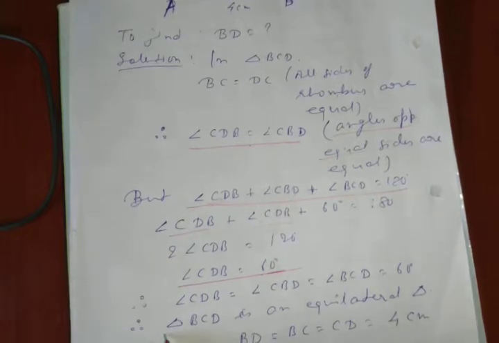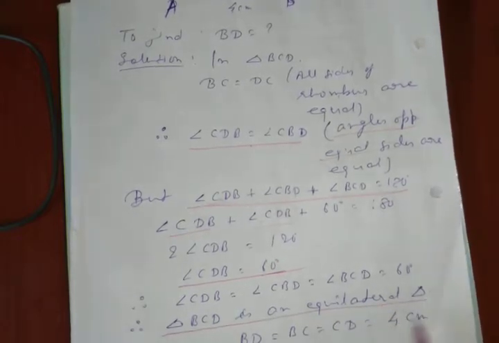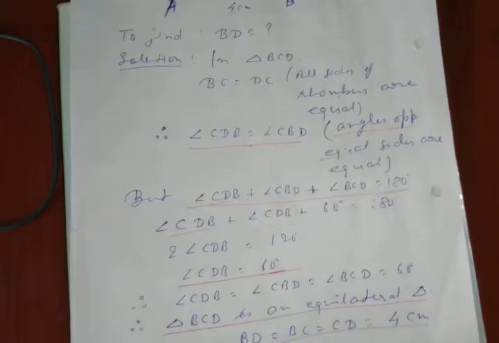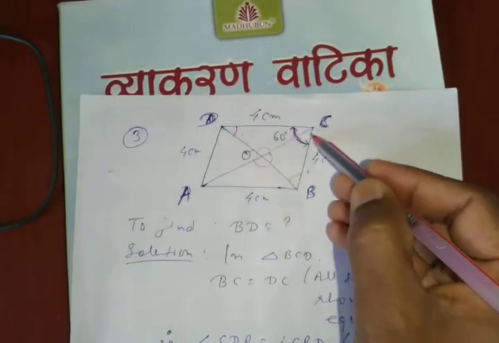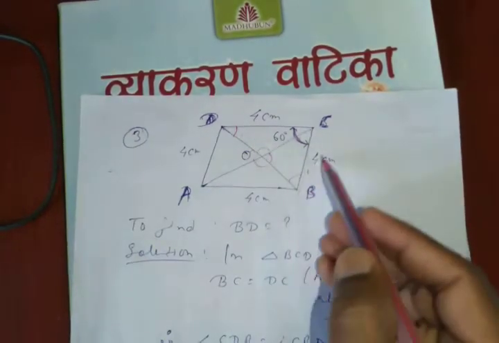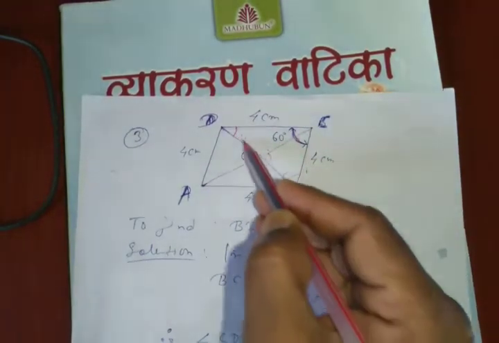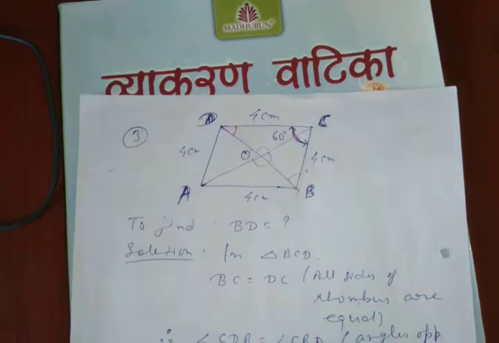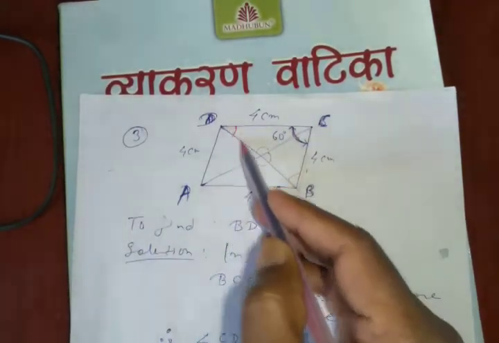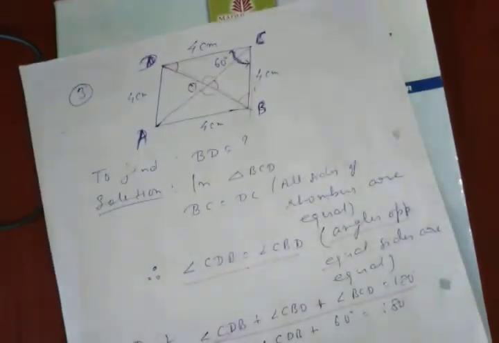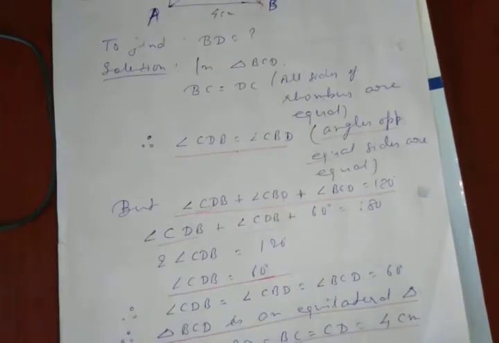So the triangle BCD is an equilateral triangle, and therefore BD equal to BC, that is all the sides will be equal. So BD equal to 4 centimeter, because this is 4, this is 4, and this is 4, as we proved that this triangle is an equilateral triangle, meaning all the sides are equal. So the answer is 4 centimeter here.